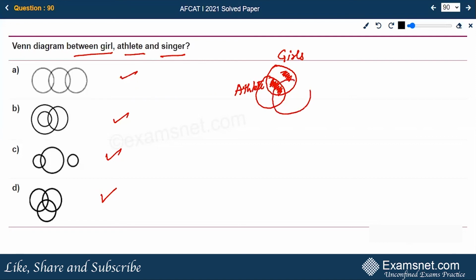Now, similarly, there's another region, this one. This represents singers. So these are the singers who are not girls, who are not athletes. This one represents singers who are girls, right? So you can say which is the correct one out of these all options available. Option D is the one which is suiting the whole situation well. Some girls may be singer while some may not be. And some singers may be athletes while some may not be. So option D shows correctly the current scenario.